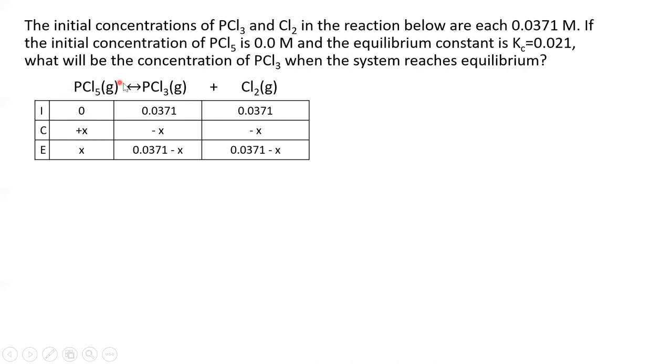The change, well, it's a 1:1:1 ratio, but look at the way the change is set up. We can't have any PCl5 reacting because we don't start out with any of it. But the PCl3 and the Cl2 are going to react. We don't know how much, but we know they're going to react in the same amount because it's a 1:1 ratio. So minus X, and plus X. So at equilibrium, zero plus X. So we've got X amount of PCl5 at equilibrium and 0.0371 minus X for both the phosphorus trichloride and the chlorine. All right, so we wrote our ice chart.